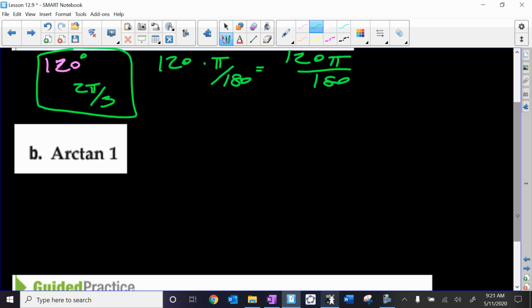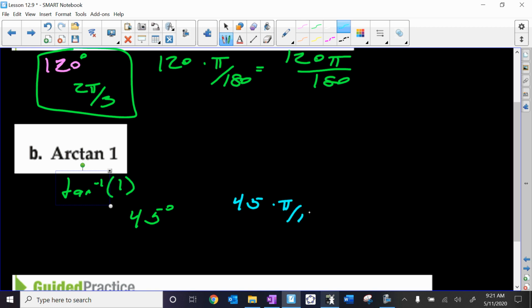The letter B, don't let them confuse you with arctan. Arctan is really just the same thing as the inverse tangent of 1. So if you plug that in, you would get 45 degrees. And then to change to radians, you would get this, which would be 45 pi over 180, which comes out to pi over 4.